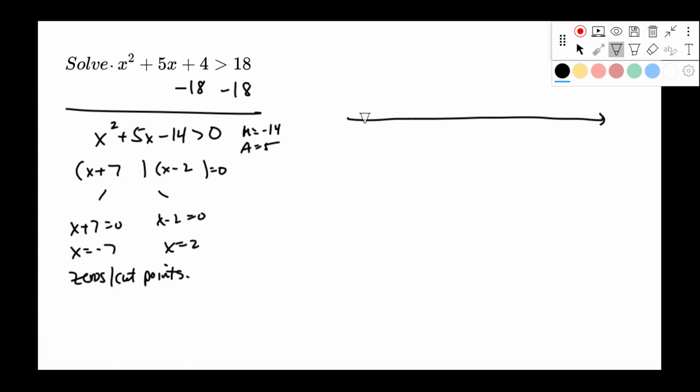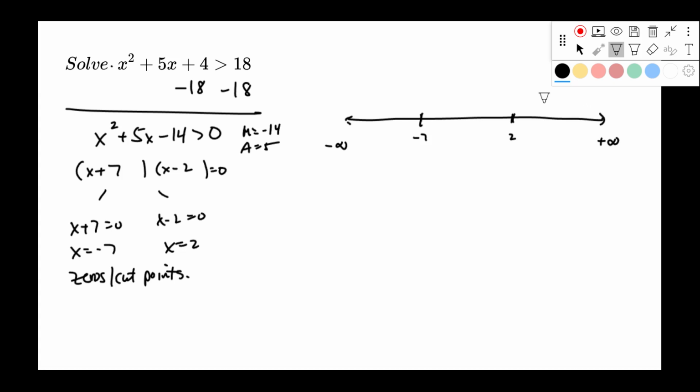I'm going to make my number line. I got negative infinity. I got positive infinity. I put negative 7 on my number line. I got 2 on my number line. And you can see that my cut points cut the number line into 3 different intervals. One from negative infinity to negative 7, another from negative 7 to 2, and another from 2 to infinity.